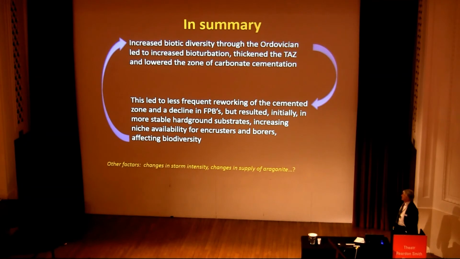So in summary, increased biotic diversity through the Ordovician led to increased bioturbation, thickened the TAZ, and lowered the zone of carbonate cementation. This then led to less frequent reworking of the cemented zone and therefore a decline in flat pebble breccias, but resulted initially in more stable substrates, hence the hardground peak, hence the spike in crusters. Initially this increased niche availability, niche diversification if you like, but then that declined as this zone deepened.